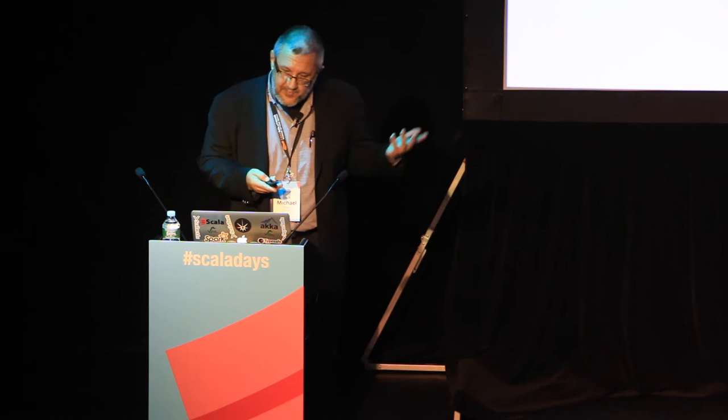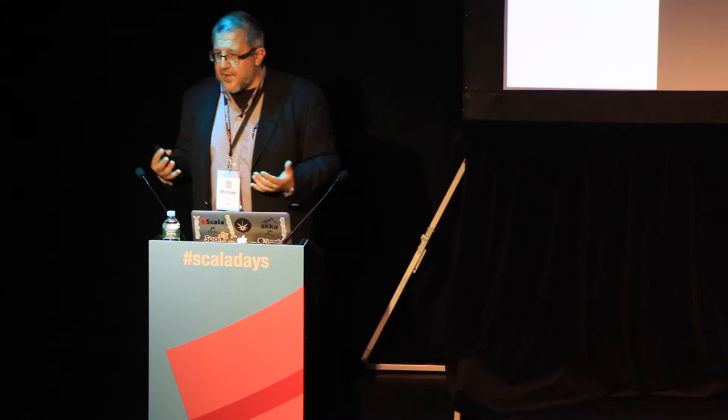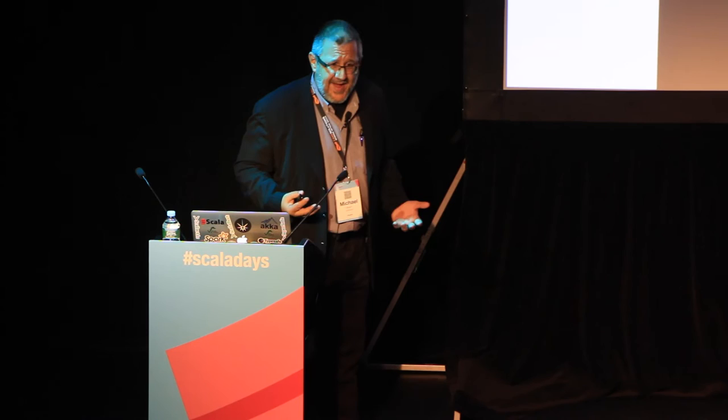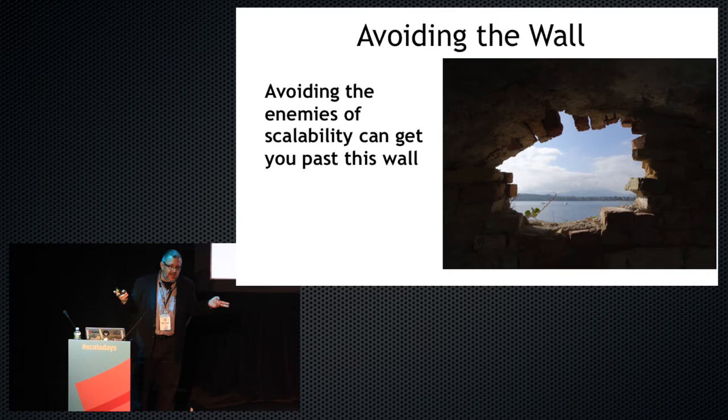The good news is that, quoting Edison here, we haven't failed to discover perfect scalability, but we know a great many more than 10,000 ways that it won't work. So we started looking at the problem in terms of negative space. We went, okay, what are the things about a solution that would prevent it from being able to scale perfectly? And we know a lot about that. So here, I can tell you a great deal about failure, and hopefully that'll inform. And what we found is that by and large, from a practical point of view, avoiding these enemies of scalability, I'll call them, is what gets you around the wall.